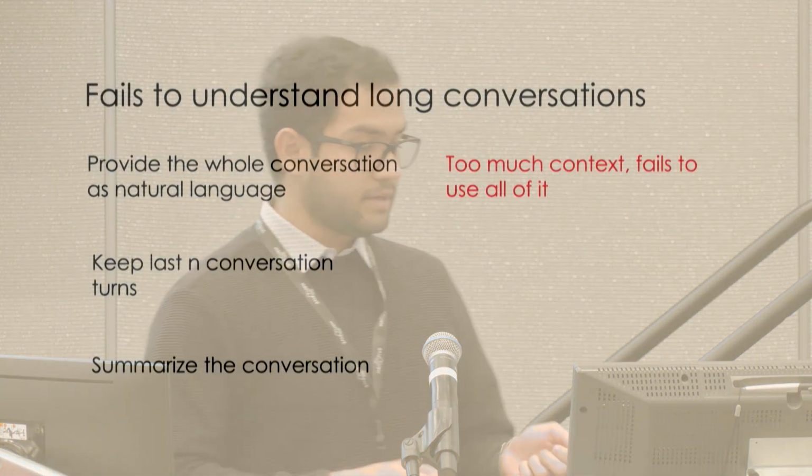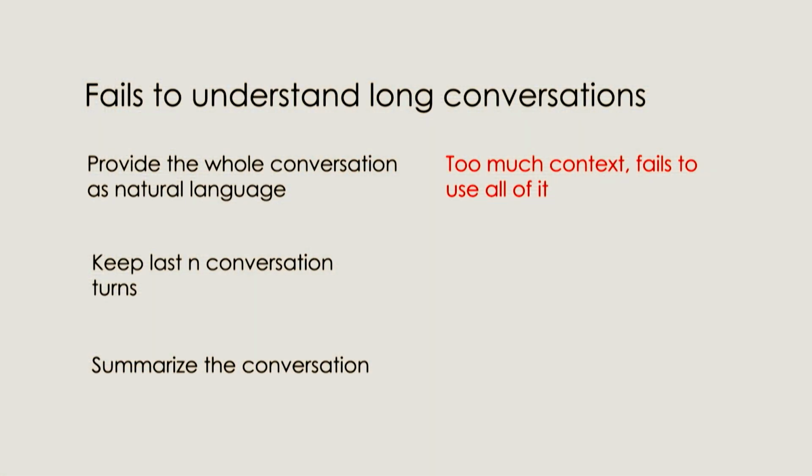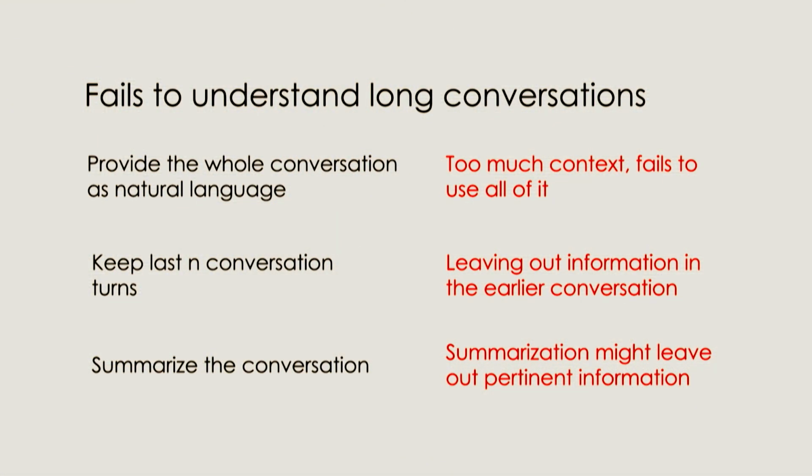When you provide the whole conversation, if the conversation is too long, the LLM is unable to contextualize its response. There are studies done by Stanford which show that if you have a lot of instruction in the prompt, the model only looks at the initial text and the text at the end, but ignores the text in the middle. If you are providing the last n conversation turns, then definitely it is not looking at the initial conversation turns, and it might miss some of the information. And finally, if you are summarizing the conversation, the summarization might leave out some important information because the summarization model does not know what is actually important for the task.